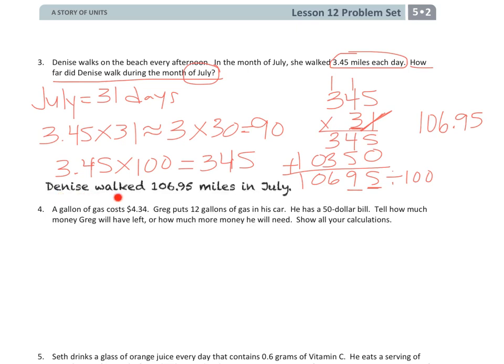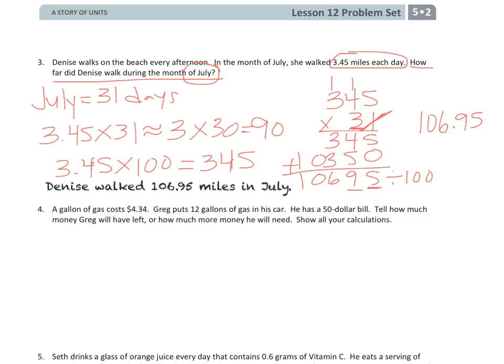So once again, here's our sentence written out with our answer in it. Denise walked 106 and 95 hundredths. Make sure you have miles. Otherwise, you're not describing what this number is. And then I put in July. Or you can say each day in July. But once again, you know a sentence is included or needed whenever we do any word problem. That way we are answering the question that they're asking us in a complete sentence.